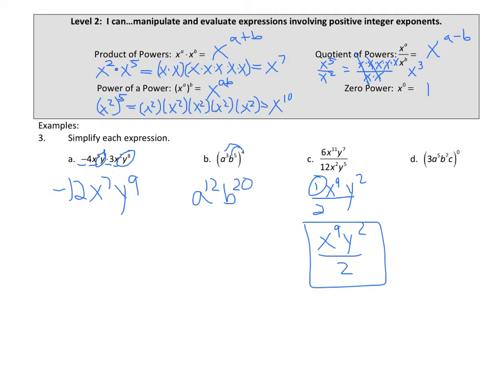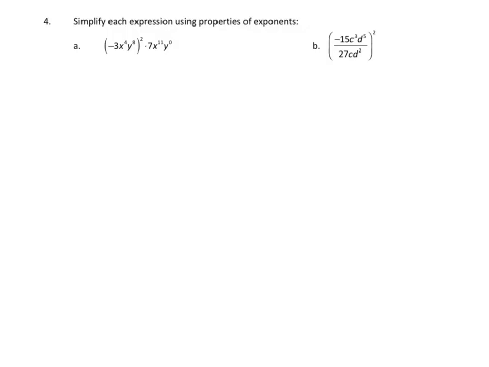And then for this last example, everything in here is raised to the 0 power, so it just equals 1. Anything to the 0 power is 1.